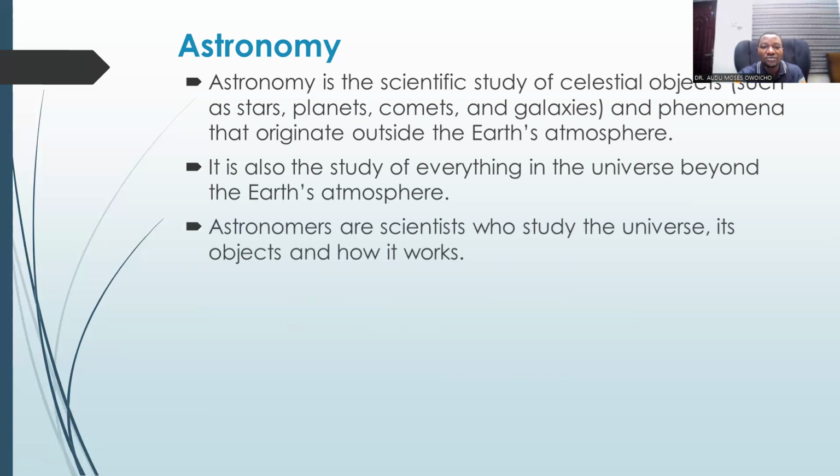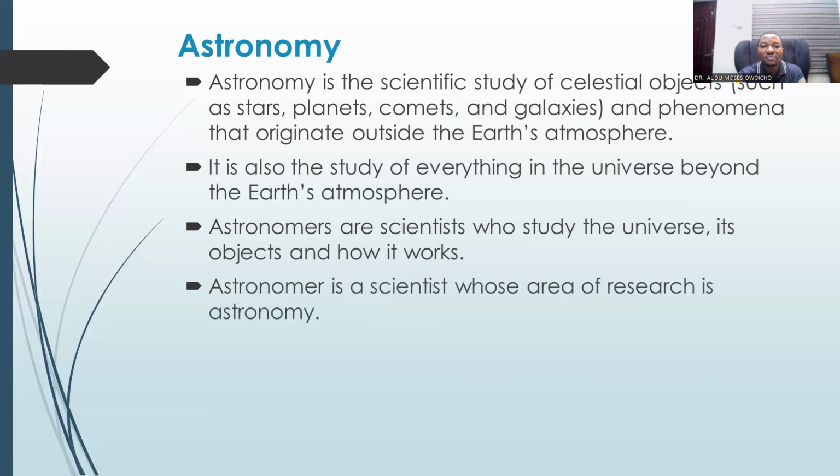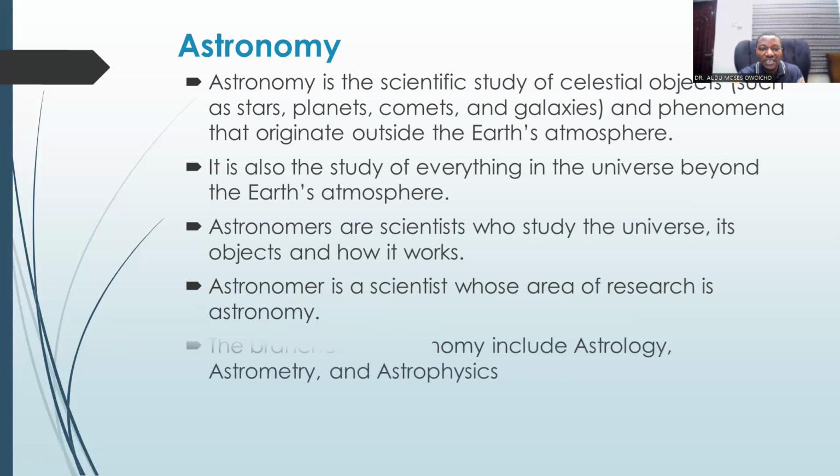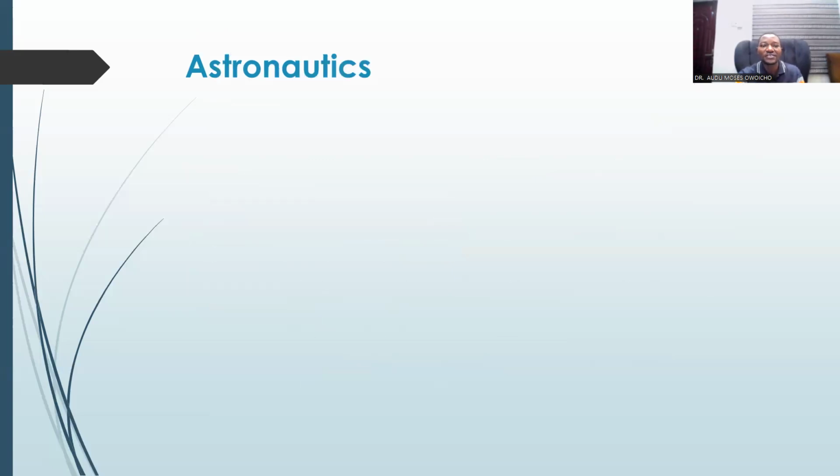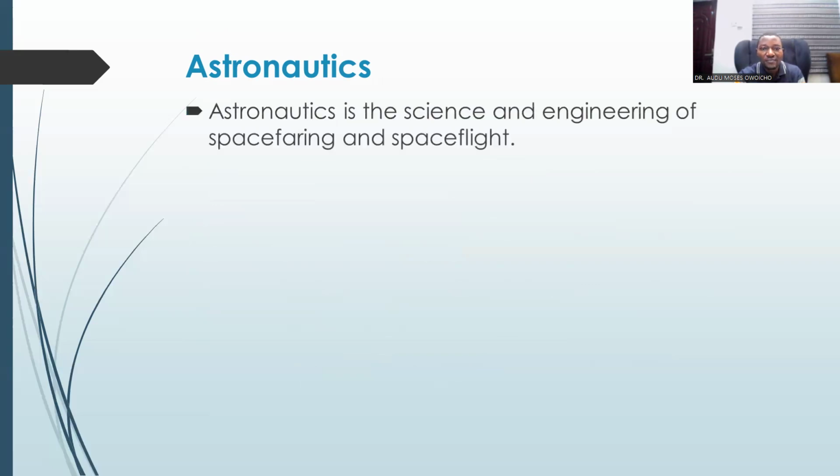Those that study astronomy are called astronomers. Astronomers are scientists whose area of research is astronomy. And we have three branches of astronomy. We have astrology, astrometry, and astrophysics. Let's look at the second branch of space science, astronautics.